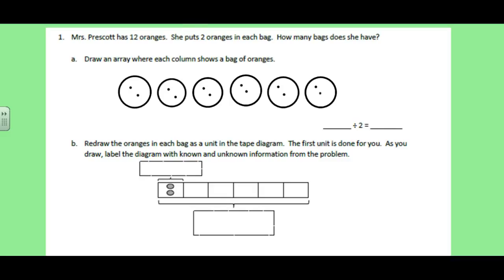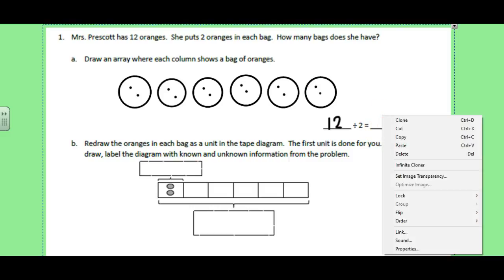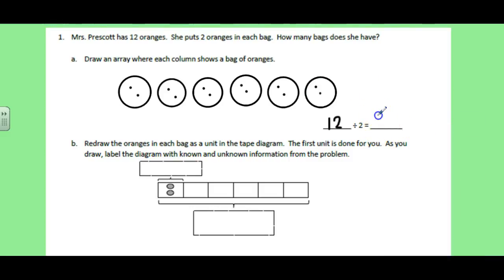If you remember what I said on the concept development and from previous lessons, whenever you're working with division, you always write the total first. So we know that she had a total of 12 oranges. So on this blank, you're going to have 12. We know that it's dividing by 2. And whenever we had 12 divided by 2, we came up with 6 groups. So we know that 12 divided by 2 is going to be equal to 6. So we're going to have it equal to 6.